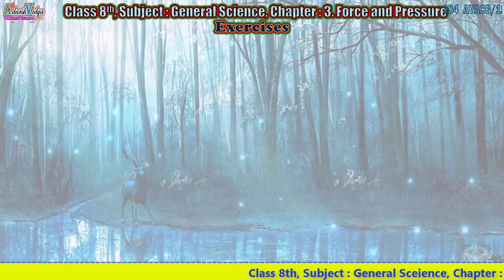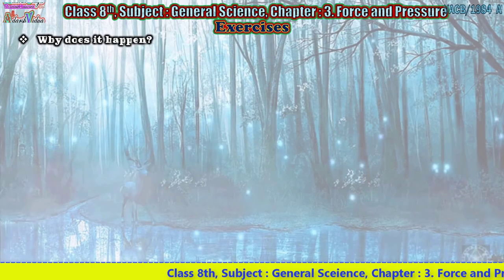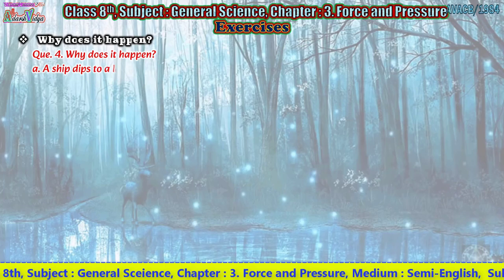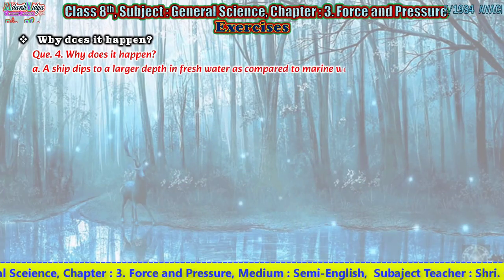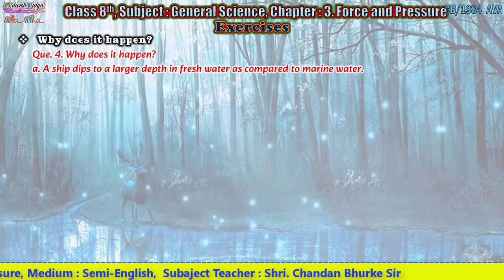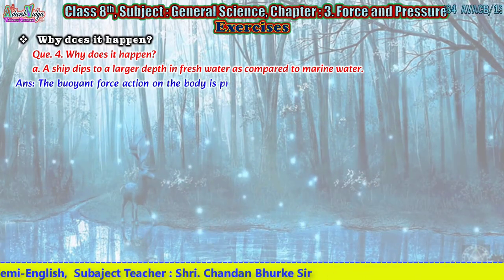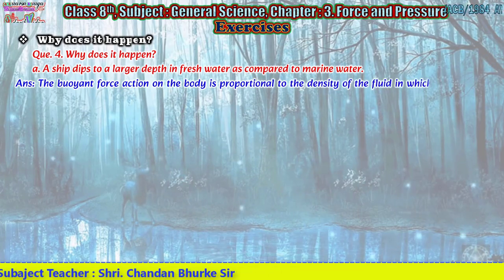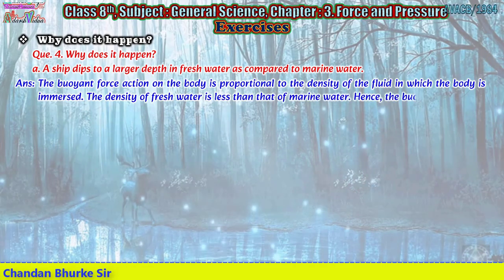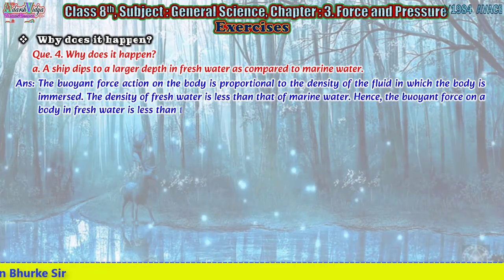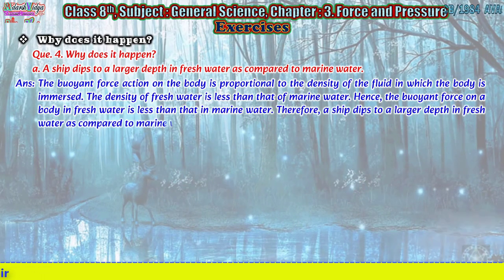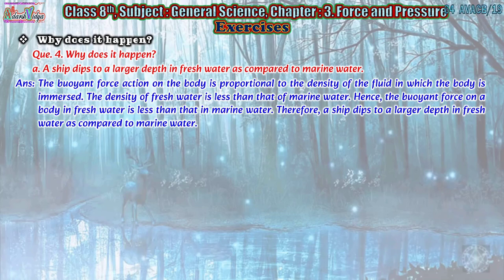After that, question 4. Why does it happen? First, a ship dips to a larger depth in fresh water as compared to marine water. Answer: the buoyant force acting on the body is proportional to the density of the fluid in which the body is immersed. The density of fresh water is less than that of marine water. Hence, the buoyant force on a body in fresh water is less than that in marine water.